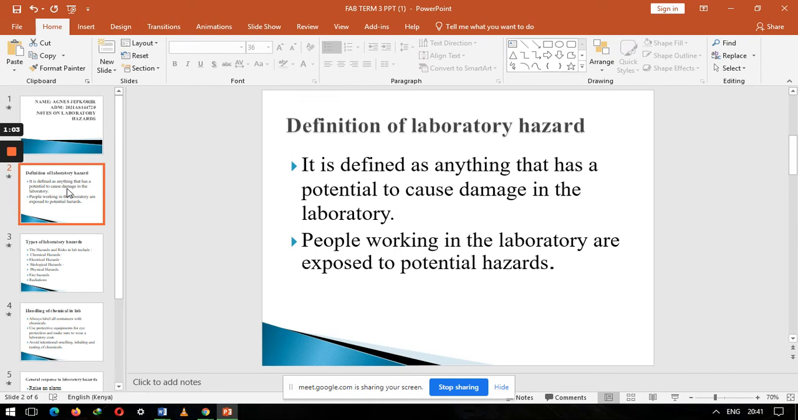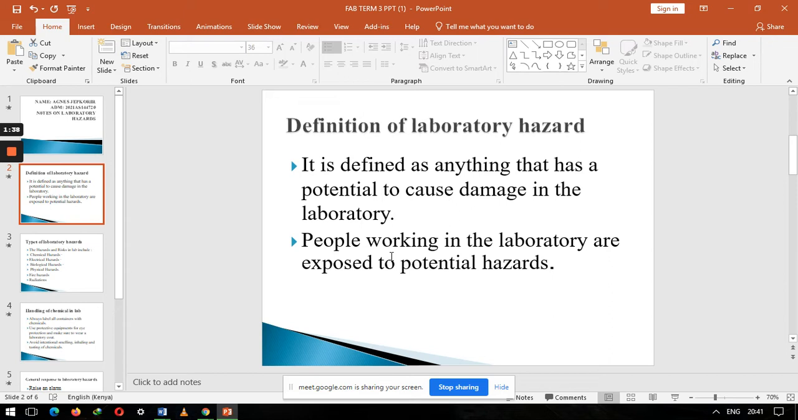Now, class, to begin with, I know you are not new to this kind of topic or this unit. You've learned and you've been in the laboratory several times, and I know you are familiar with these things. Just to brainstorm, who can tell us what is laboratory hazard? Anyone? It is defined as anything that has a potential to cause damage in the laboratory. Very good. That is exactly what it means.